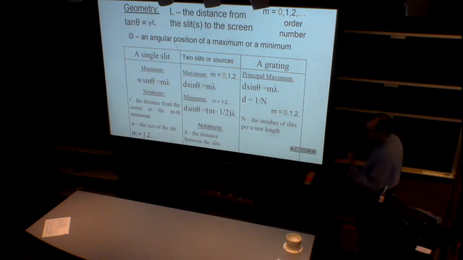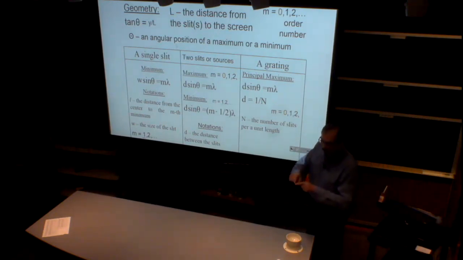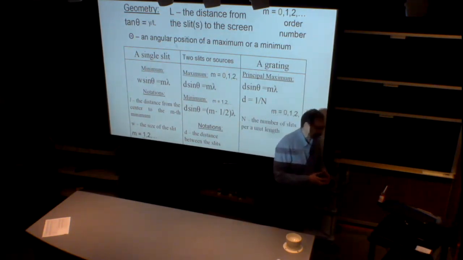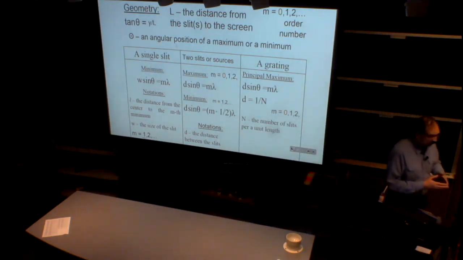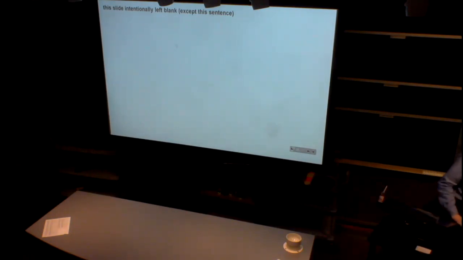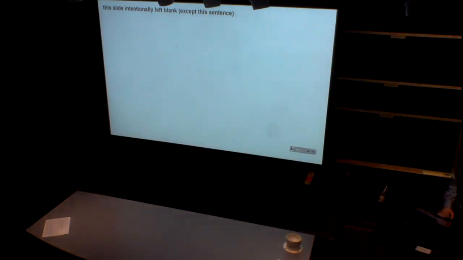And when we say a maximum, we mean at that location a constructive interference is happening between all light waves approaching that spot. And when we say a minimum, it means a completely destructive interference is happening at that location. So all light waves cancel each other. There is no light at that point. Magic.